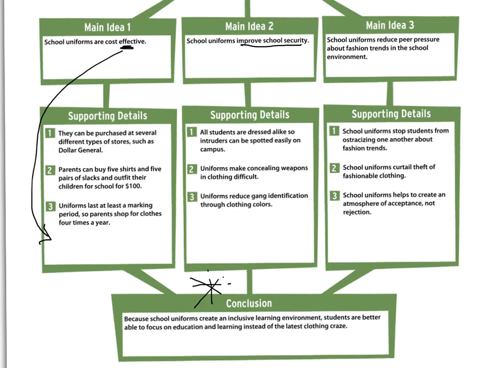I certainly hope this little explanation gave you a better understanding of how to use an essay map.